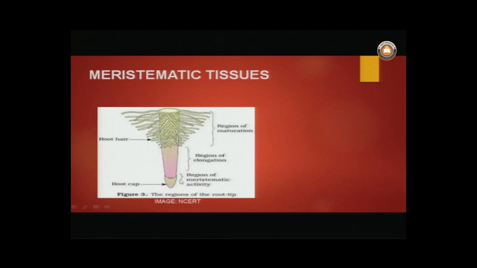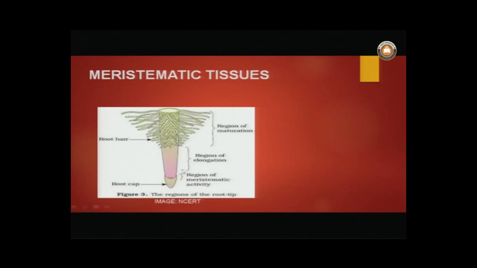So, here in this diagram you can clearly see there is a region of meristematic activity. It is the region where new cells are being continuously produced by mitotic division. The cells of this region are continuously dividing and chopping off new cells. These new cells are all alike, all very similar to each other because none of them are specialized.